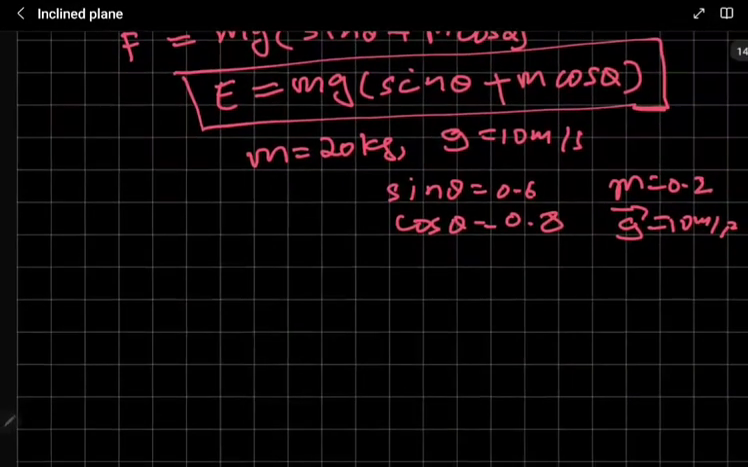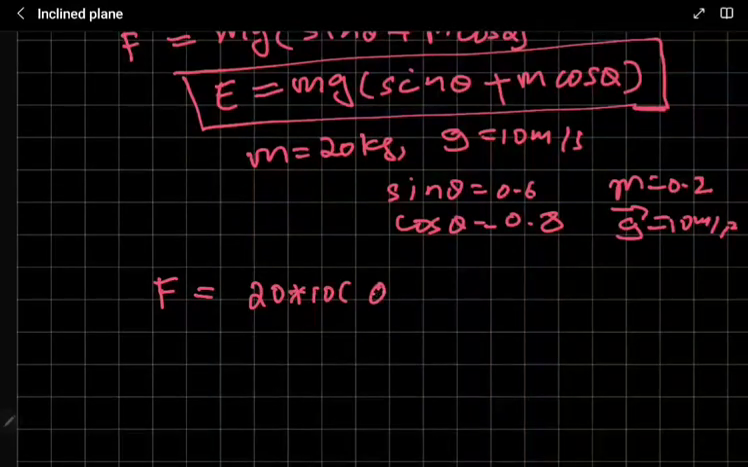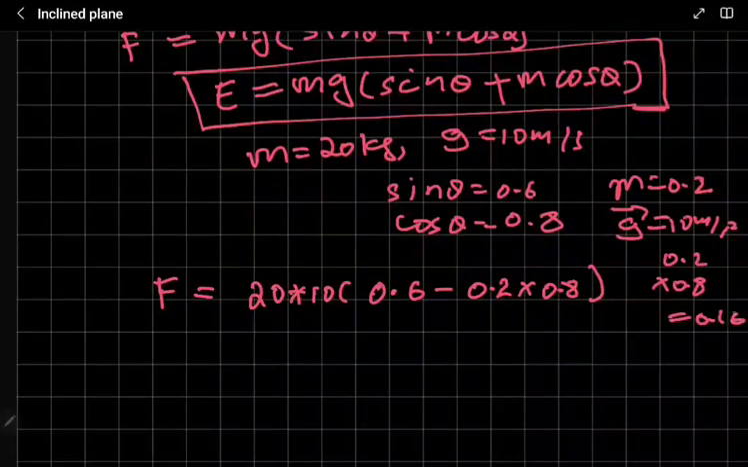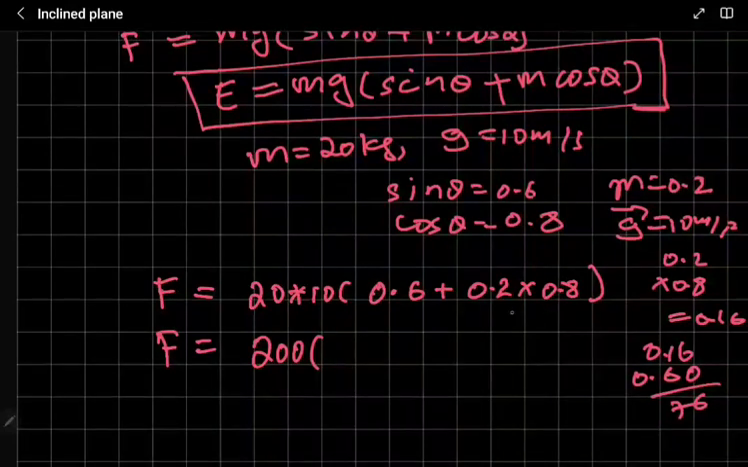Now substituting every value here, the effort needed, or the force needed, is equal to 20 times 10 times 0.6 plus 0.2 times 0.8. So this is the expression. Then 0.2 times 0.8 gives you 0.16. It's not minus, it's plus: 0.16 plus 0.60 gives 0.76. So the force applied is going to be 200 times 0.76.